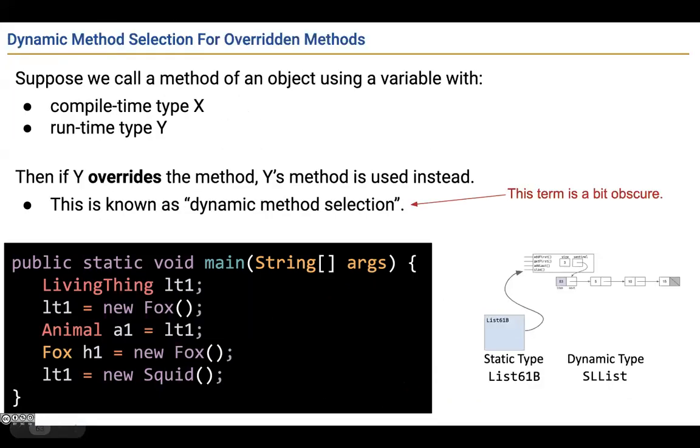So why am I telling you this? Well, here's the rule that you have to know then, which is if I have an object and it has two different types, the compile time type and the runtime type, and they're different. So like we saw earlier, the compile time type was list61b, but the runtime type was slist. If they're different and the runtime type overrides the method, like the slist overrode what the boss said, then the rule is you're going to use the overridden method instead. So you're going to look at the runtime type and see if the runtime type overrides the method. And if it does, use the runtime type's overridden method.